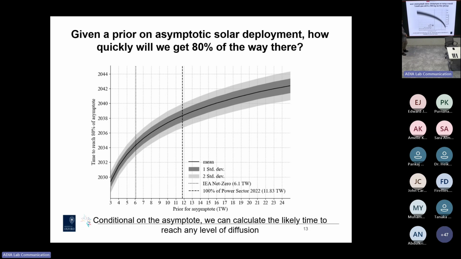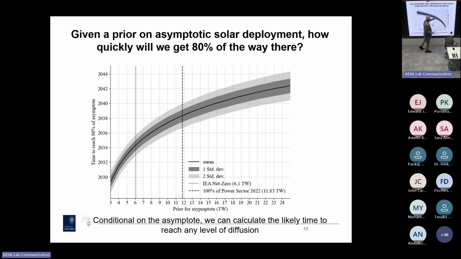Now, the hard part about this is predicting where the asymptote is. But if you have an idea what your prior is, you can then ask, how long will it take to get there? So here we ask, how long does it take to get 80% of the way to the asymptotic value where the S-curve flattens out? We took 80% because, of course, it takes an infinite amount of time by definition to get to the asymptotic value. But to get to 80%, this vertical line would be solar energy producing as much electricity as the entire current global electricity system.